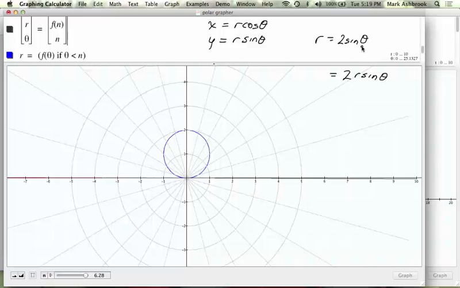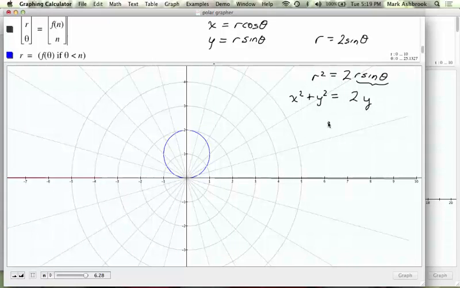I can't just multiply something by r, right? What does 2 r sine theta equal? r squared. Multiply both sides by r. And lo and behold, the right side is 2y. And the left side is, what's r squared? x squared plus y squared, from our right triangle, right? r squared is x squared plus y squared.